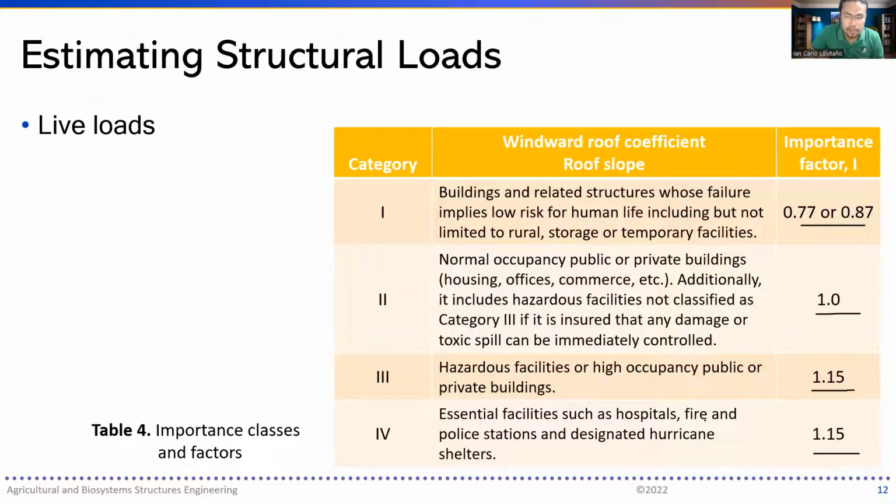For essential facilities such as hospitals, fire and police stations, and designated urban shelters, where there is the requirement for higher load capacity, you have to multiply that by a factor of 1.15. And this is lower, at 0.77 or 0.87, for structures and buildings that have low risk for human life, and this is not limited just simply to rural storage or temporary facilities. But for more normal occupancy, you just have a multiplier of 1.0: housing, farmhouse, offices, and commercial establishments.